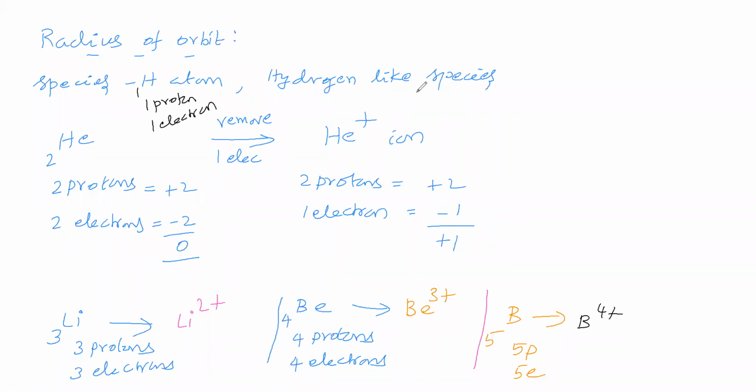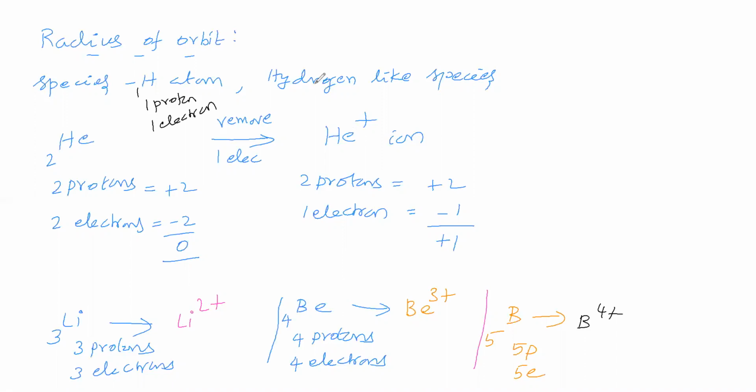For hydrogen-like species, we can say He plus has a nucleus that contains 2 protons, but this ion is having 1 electron. Another example of a hydrogen-like species is Li2 plus. Li2 plus is having 3 protons, but it is having only 1 electron.